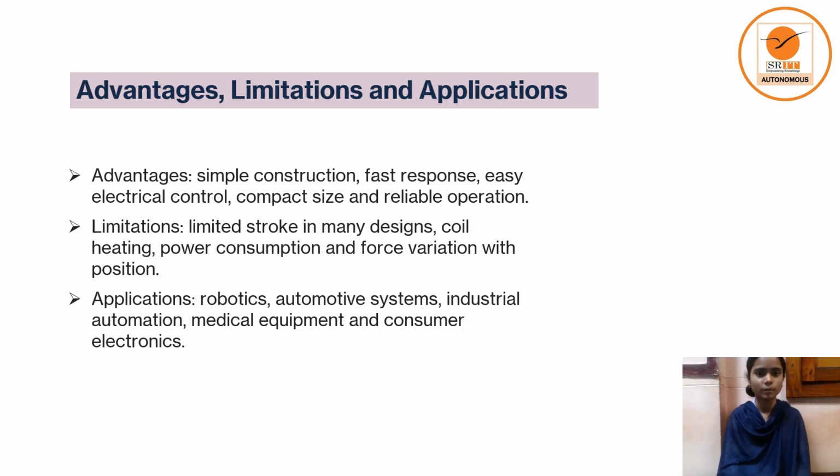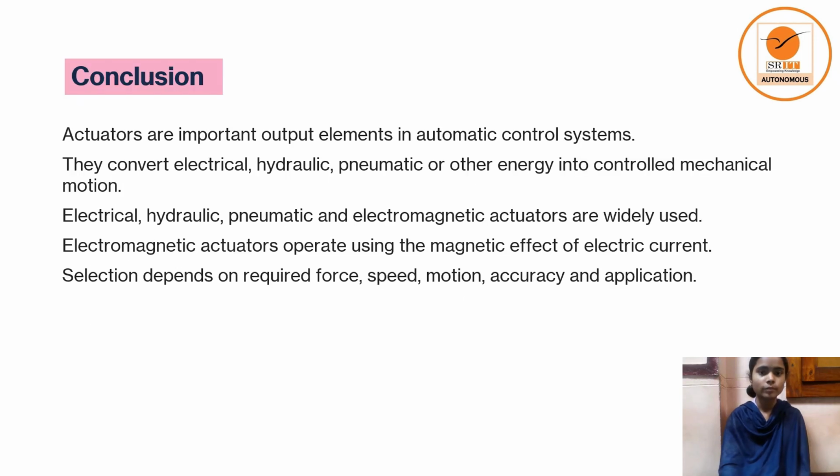Advantages, limitations, and applications. The main advantages of these actuators are simple construction, fast response, easy electrical control, compact size, and reliable operation. The main limitations are limited stroke in many designs, coil heating, power consumption, and force variation with position. They are used in robotics, automotive systems, industrial automation, medical equipment, and consumer electronics.